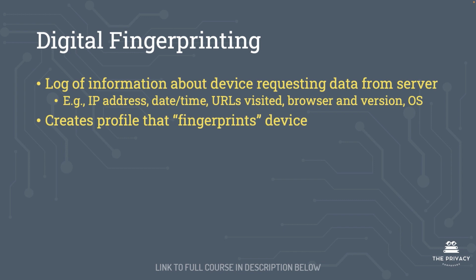Digital fingerprinting is a log of information about a device that is requesting data from a server. And the data gathered through digital fingerprinting includes IP address, date and time of visit, the URLs visited, the browser and version of the browser, and the operating system. What this log does is create a profile that fingerprints the device. This can be really useful for advertisers because they know how best to serve you certain content.